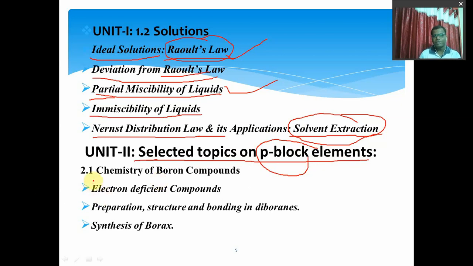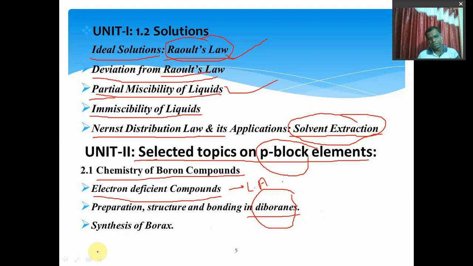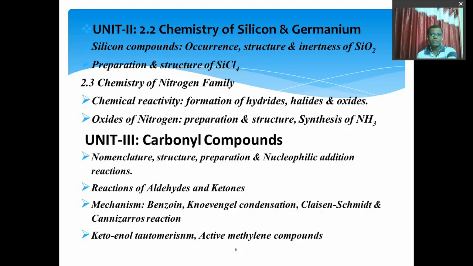Here you are going to discuss the boron compounds. How the boron compounds are formed, how they behave. The boron compounds are generally electron deficient compounds, that's why they are called Lewis acids. So you are going to discuss the electron deficiency of these compounds. Again, you will discuss the preparation, structure and bonding in the boron compounds, particularly the diborane compound B2H6. This is the important diborane that we are going to discuss. Again, how borax or the borane compounds are synthesized is also going to be discussed in this topic.